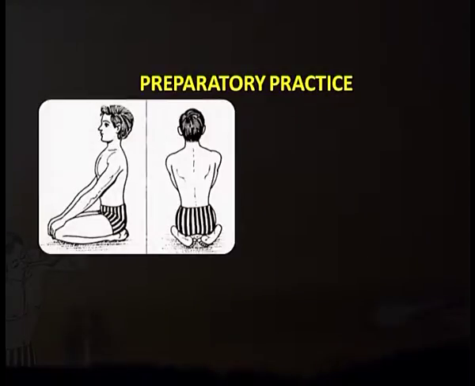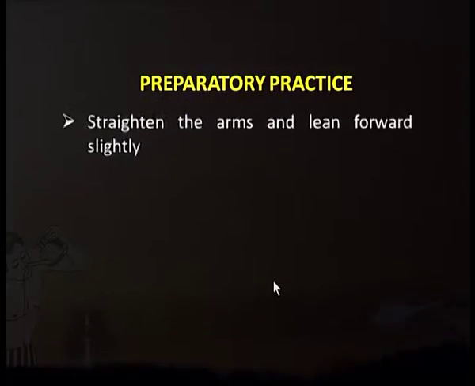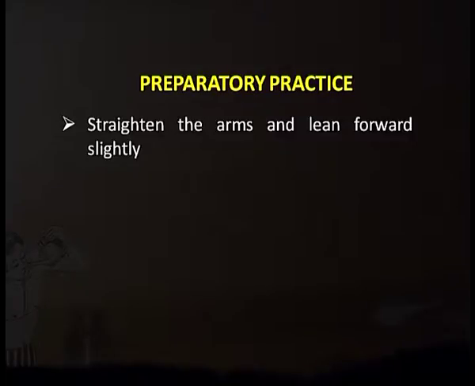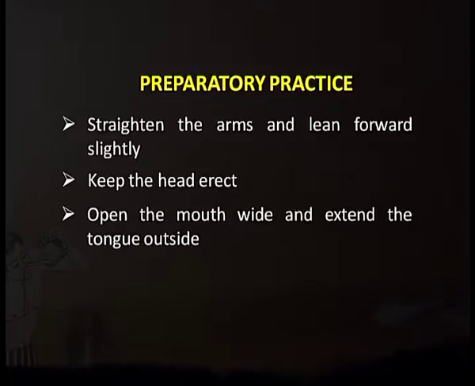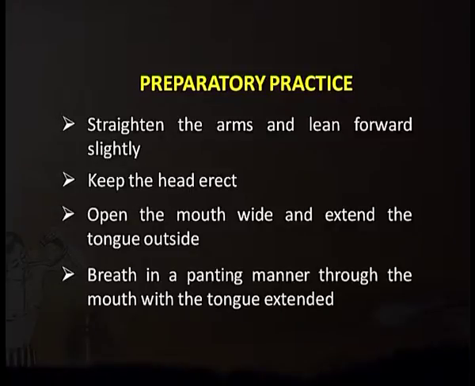In this photograph we can see very clearly the side view and back view of the practitioner. This photograph shows sitting in vajrasana. Here is the frontal view, here is the side view, and this is the back view. Then straighten the arms and lean forward slightly. Keep the head erect, open the mouth and extend the tongue outside. Then breathe in a panting manner like a dog through the mouth with the tongue extended.